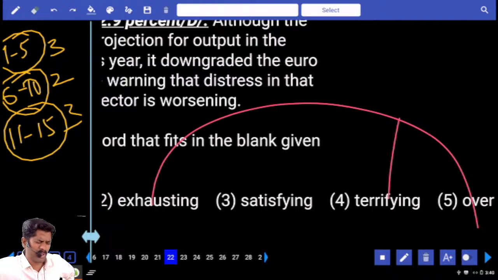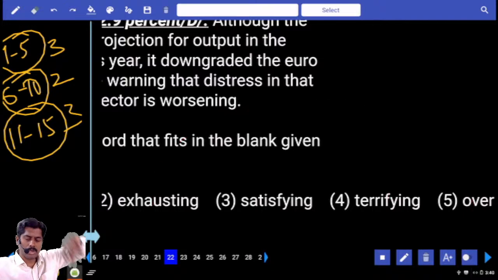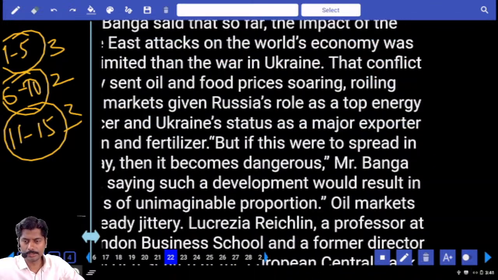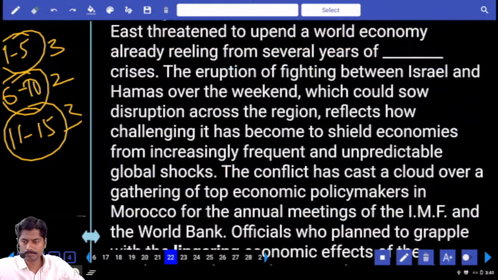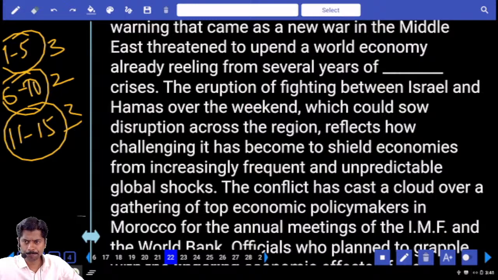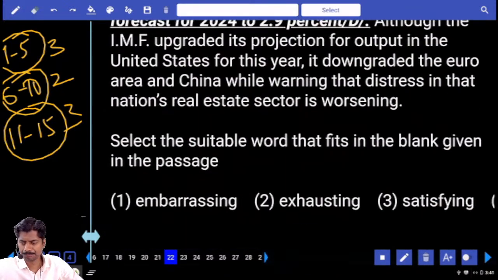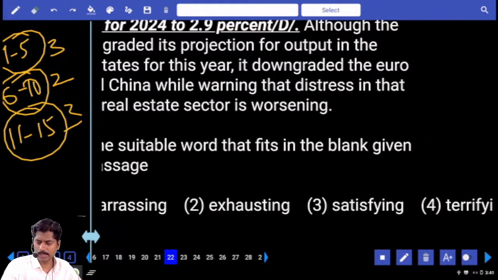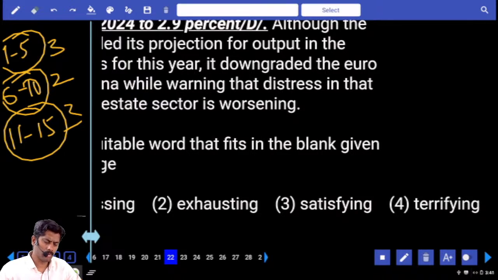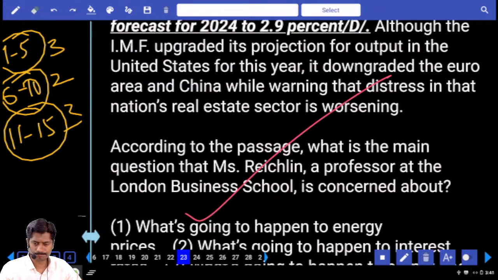Exhausting and tired. War, that is exhausting. Terrifying means creating fear, or overlapping with something else. So what will you take as the answer here? Threatened to upend the world economy, already reeling from several years of dash crisis. Exhausting crisis, terrifying or overlapping crisis. You can take 2 or 5, but I would like to take the second option.